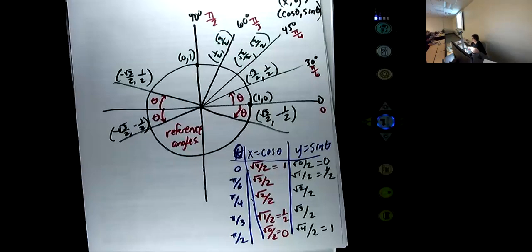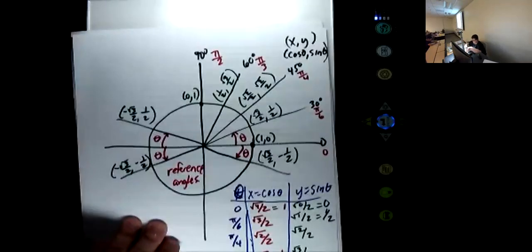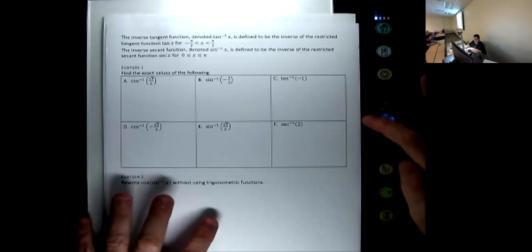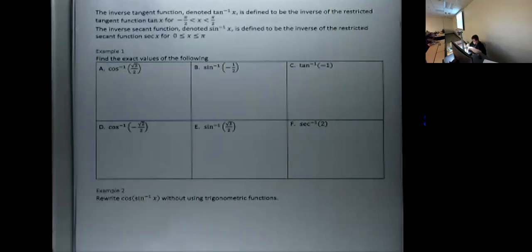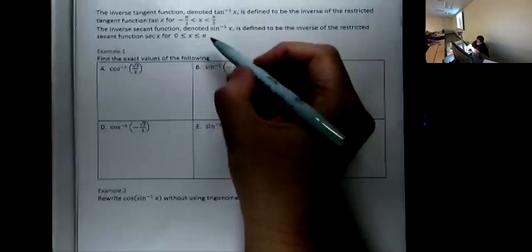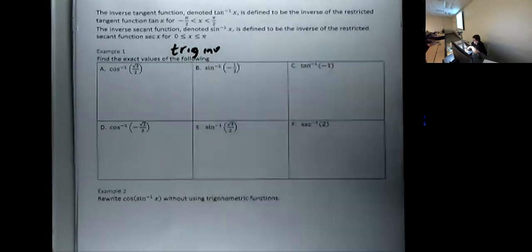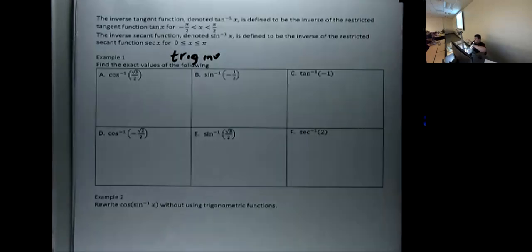All right, are you guys ready for some practice? So now we want to take a look at finding these inverse values. So this might be helpful to remember how this works. Trig inverses. Maybe I should put up a blank page. Trig inverses.